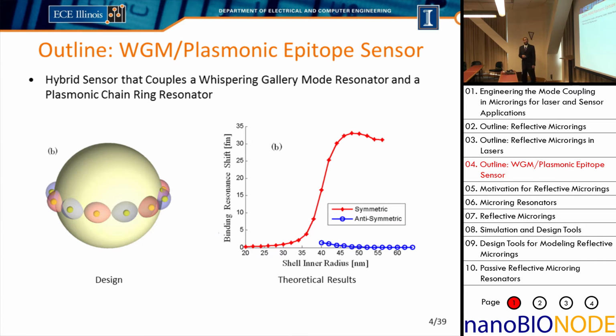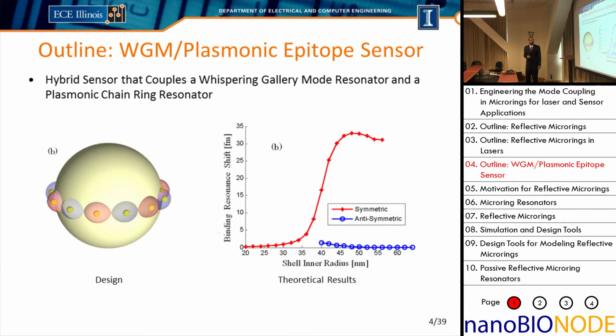Finally, I'll go into the application in sensing. So our group is interested in making plasmonic-based, whispering gallery mode-based microring sensors. So this hybrid sensor allows us to detect small biomolecules as they bind to the surface. So the structure consists of this silicon microsphere surrounded by these gold nanoparticles, which we call epitopes.